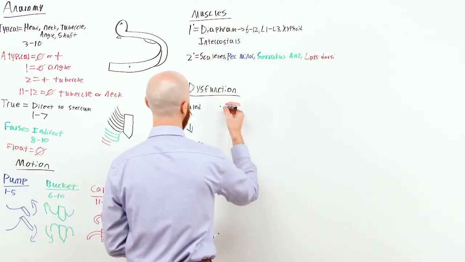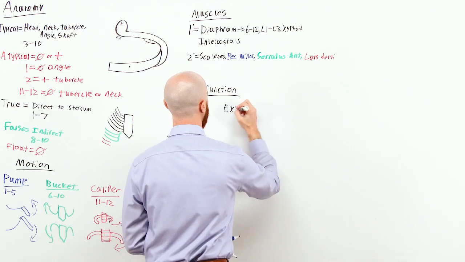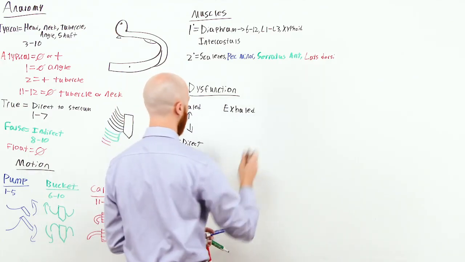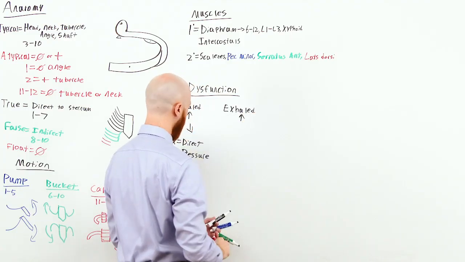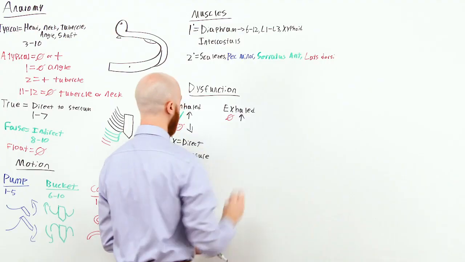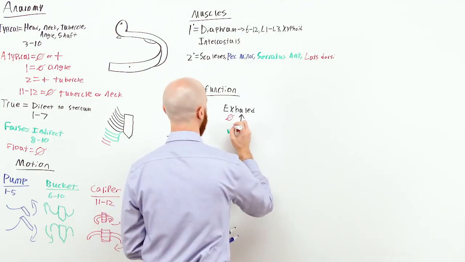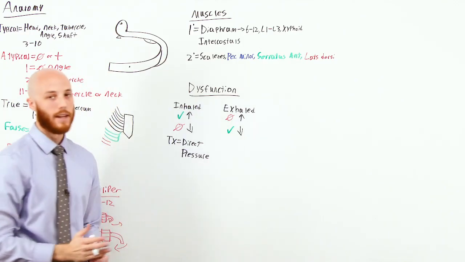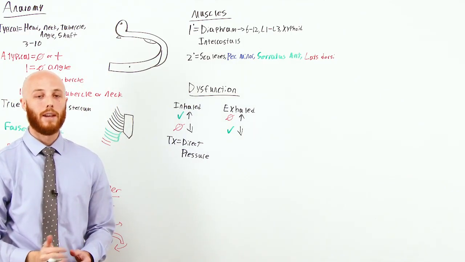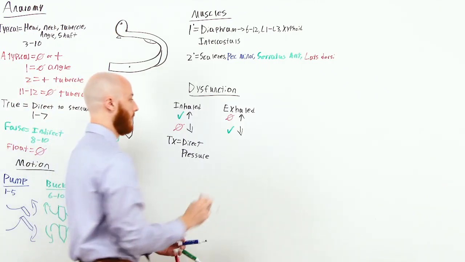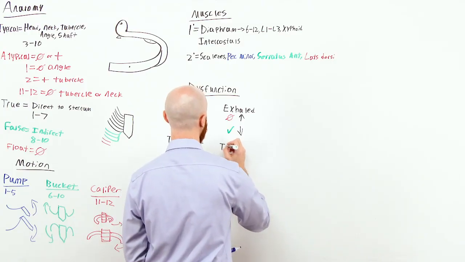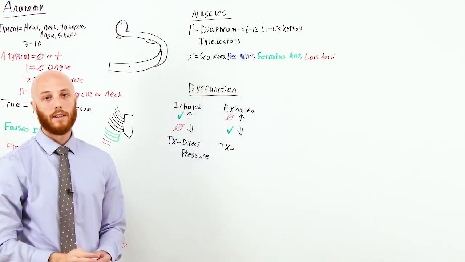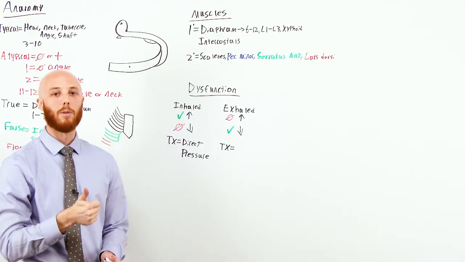So the next type of dysfunction is exhaled. And it's going to be the opposite of inhaled. They cannot go up into inhalation, but they can go down into exhalation. So with an exhaled dysfunction, the ribs like to go down and they cannot get back up. The way that you treat these is going to be a little bit different than an inhaled dysfunction. For these, you're going to use muscle energy in order to pull the ribs back up into normal motion.